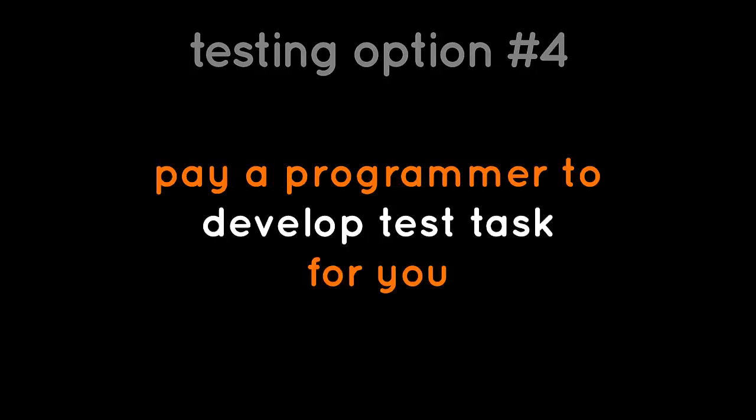Testing option 4 is to pay a high-end programmer to develop a test task for you. To do this, find a highly rated programmer on oDesk by looking at the reviews and number of hours worked for the specific language that you want to test. You can hire that programmer for 1 hour to design a test task for you. You can also hire the same programmer to get their feedback on the applicants. This feedback can include reviewing the code that the applicants submit and reviewing their past work to see if they're a good programmer.